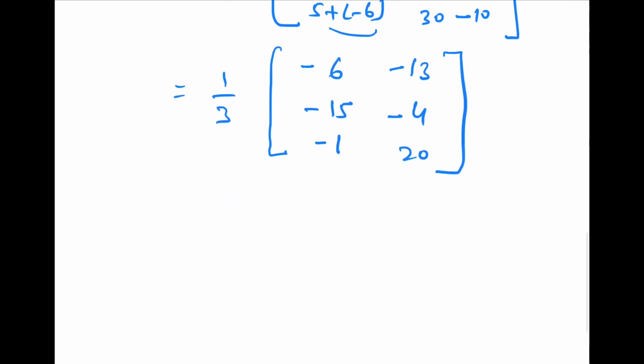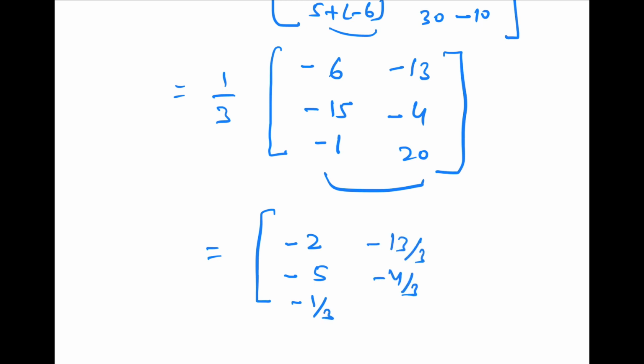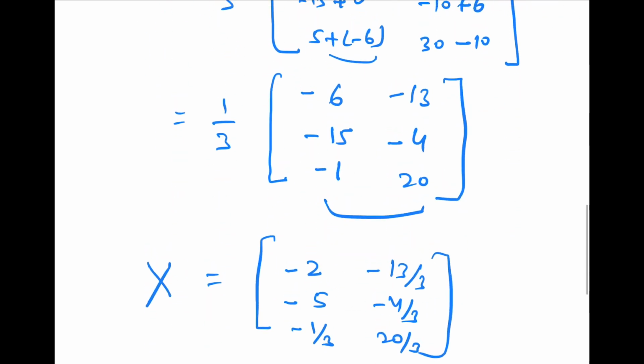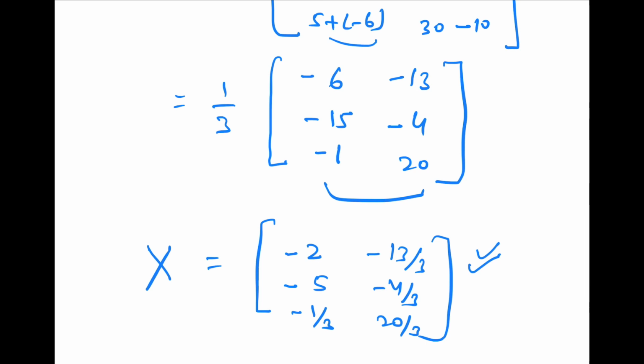Now, we take 1 by 3 of all these elements, divide these elements by 3, and we will get minus 2, minus 5, minus 1 by 3, minus 13 by 3, minus 4 by 3 and 20 by 3. This is the value of X. So, this is the question which involves many operations of the addition of matrices, and in our next lecture we shall study the multiplication of matrices.